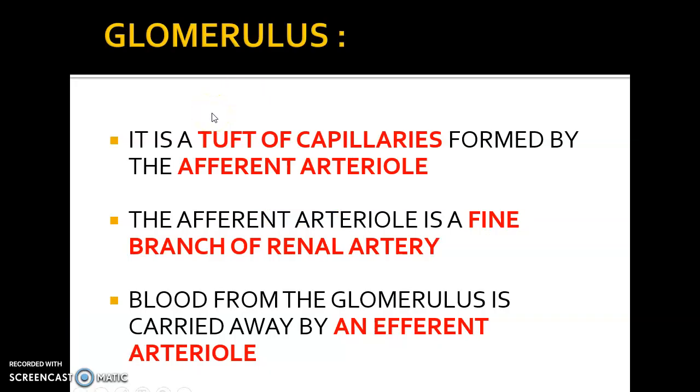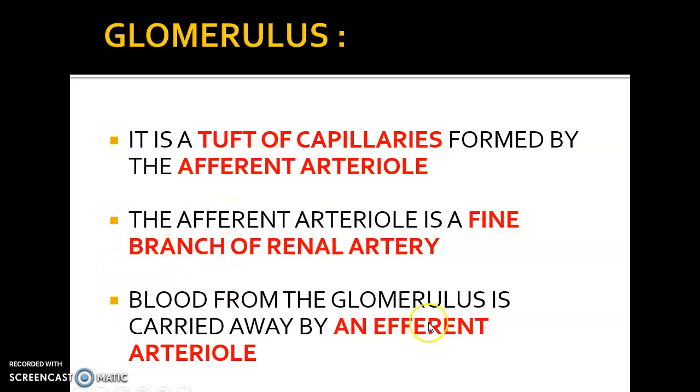So let's try to describe the glomerulus. As we have seen in the diagram, it is a tuft of capillaries formed by the afferent arteriole, which is a blood vessel bringing blood to the nephron. The afferent arteriole is a fine branch of the renal artery, right? The artery which is coming from the heart and gaining entry into the kidney is the renal artery. The renal artery makes fine branches, and these branches become the afferent arteriole.